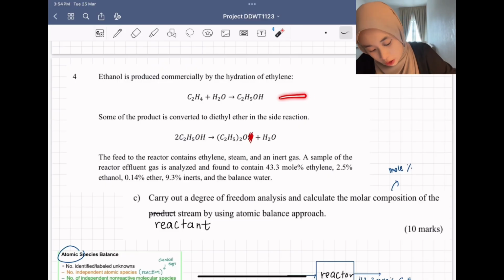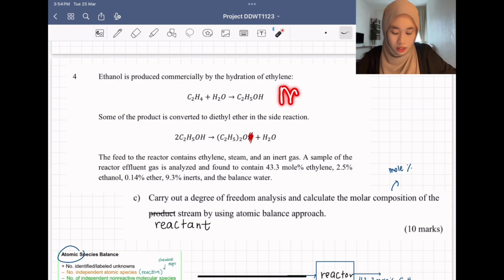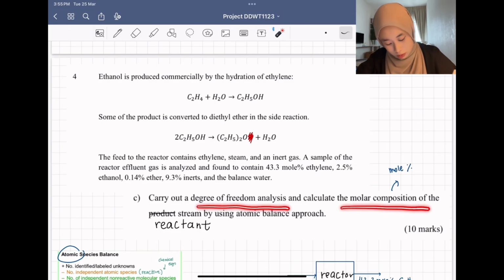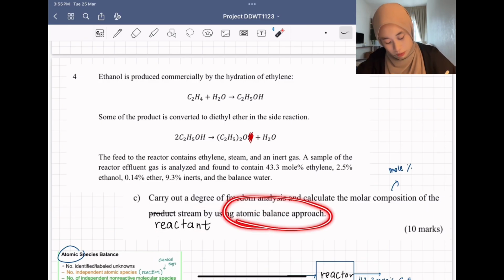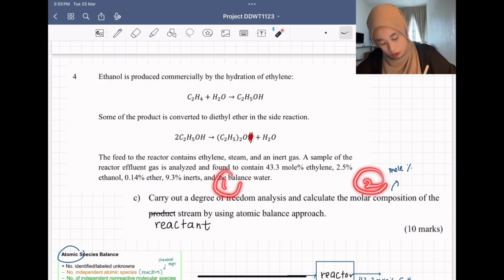Okay, question 4, it gives two chemical equations. This is the first and this is the second. The first is the main reaction, the one below is the side reaction. It was already mentioned in the question. The question asks us to carry out a degree of freedom analysis and calculate the molar composition of the reactant stream by using the atomic balance approach. Degree of freedom and molar composition of reactant stream.